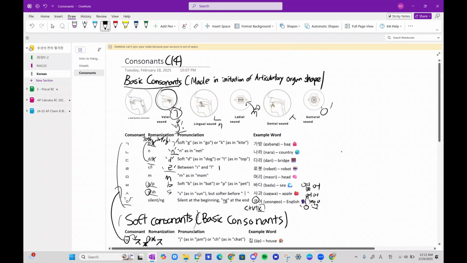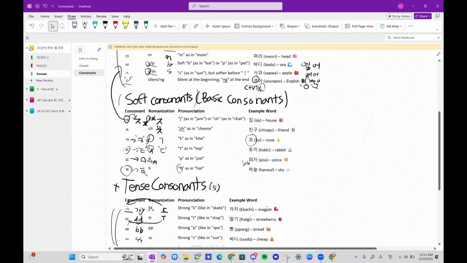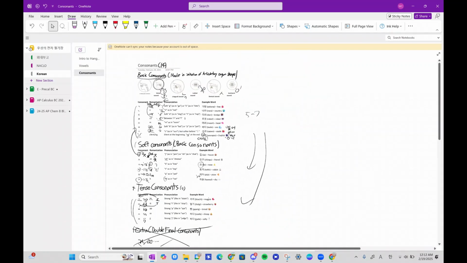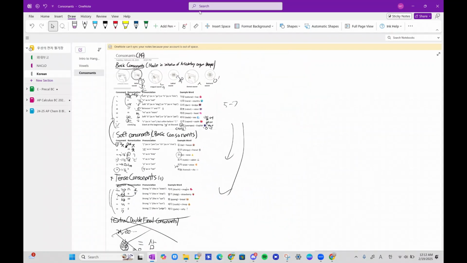So only memorize like 5 to 7 over here, and then you can deduce the rest of the letters subsequently. So yeah, hope that was helpful.